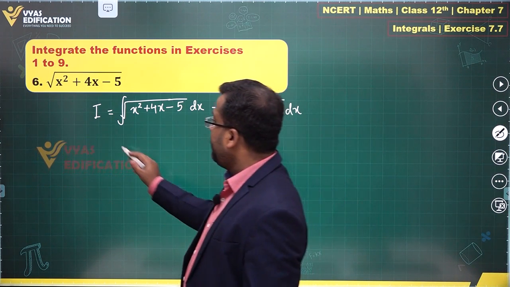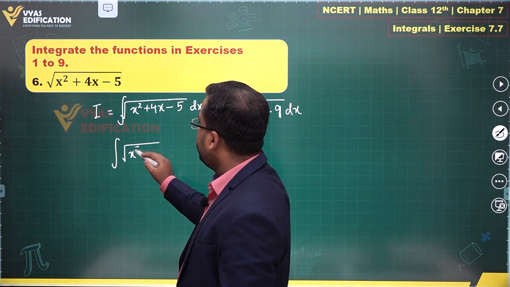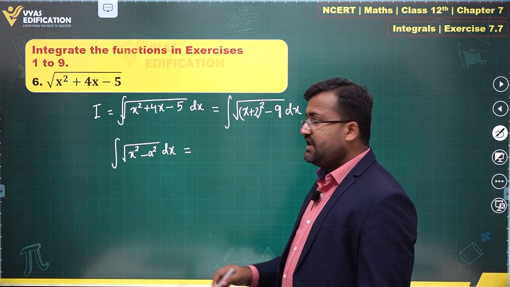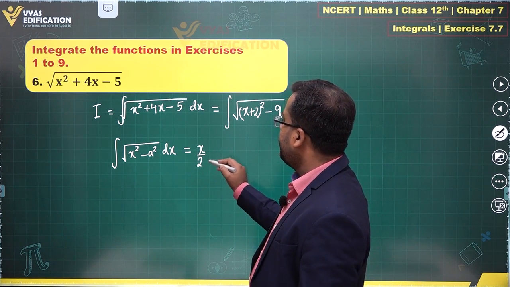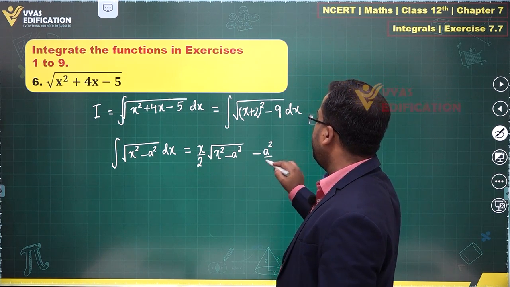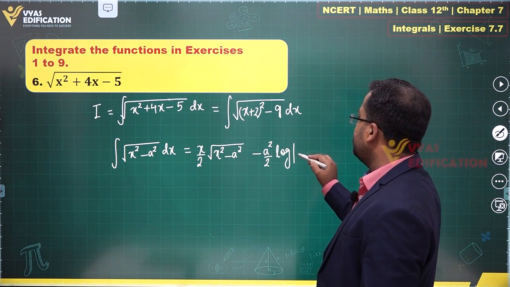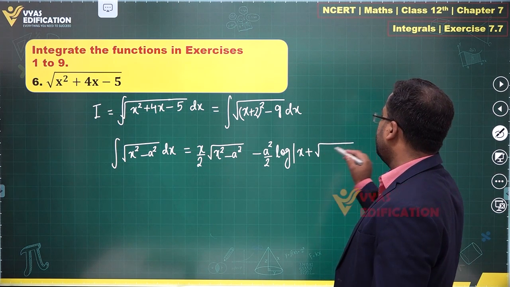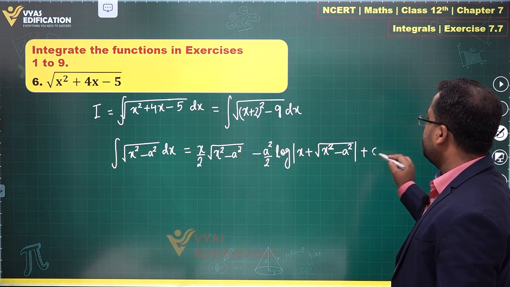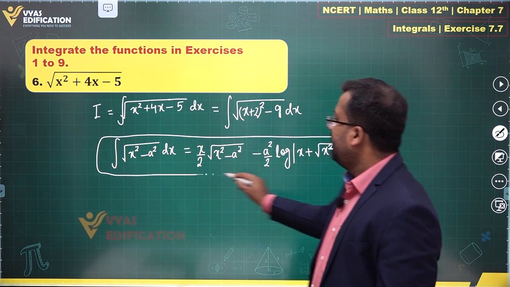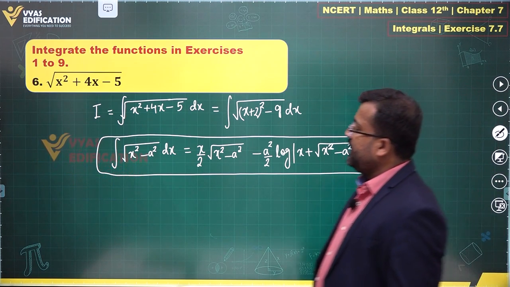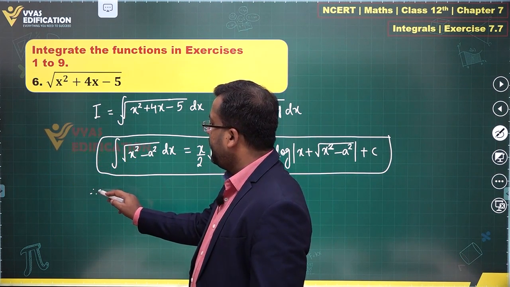And now we need the formula for the integral of under root x square minus a square dx. This formula says this is equal to x by 2 under root of x square minus a square minus a square by 2 log modulus x plus under root of x square minus a square plus constant. This is what you have, right? So once you are clear with this formula, you can apply it to get the value of I.